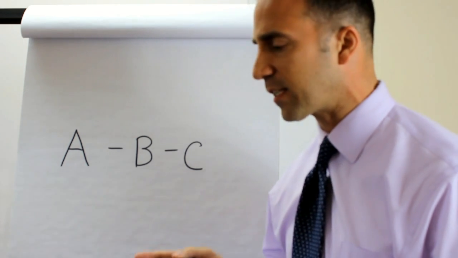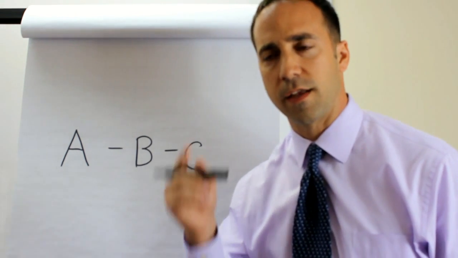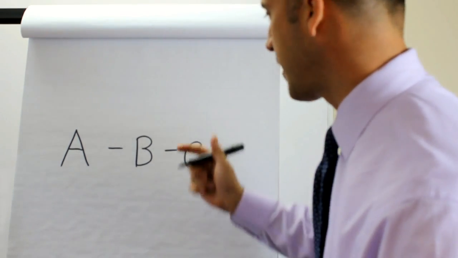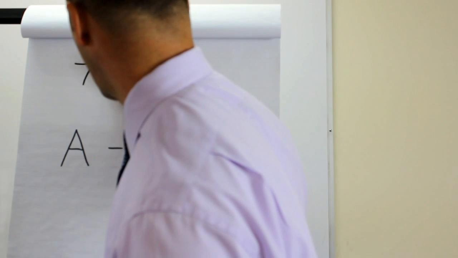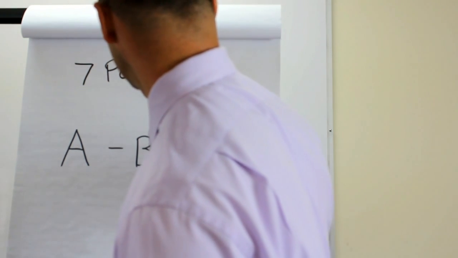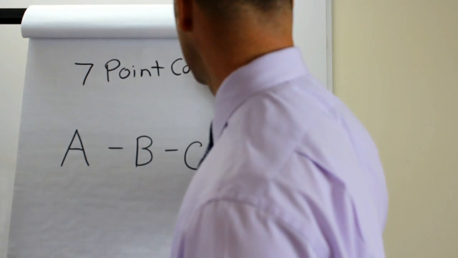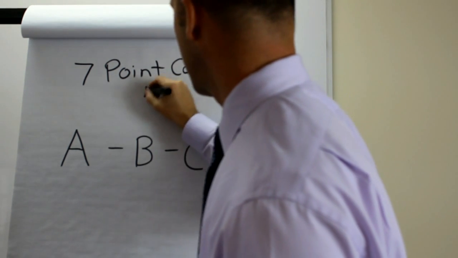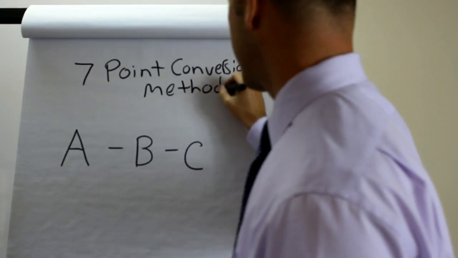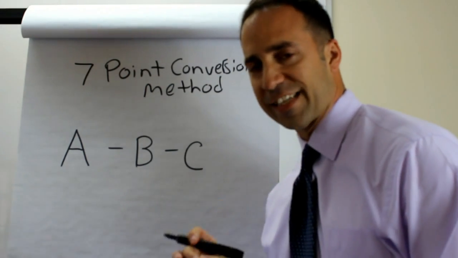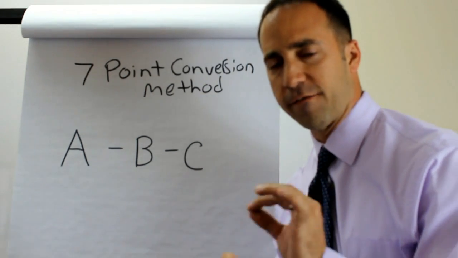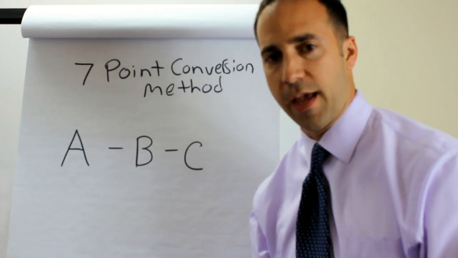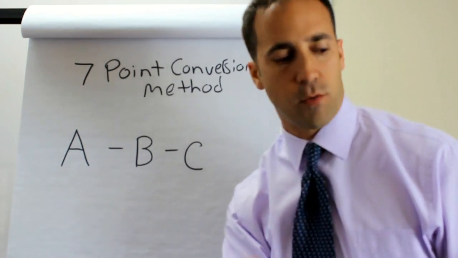There is something called the 7-point conversion method, and I'm going to write that down. It's a really excellent systematic approach for qualifying potential business. And it takes them through a 7-step process. And you can actually get this 7-point conversion method right over here on the left.